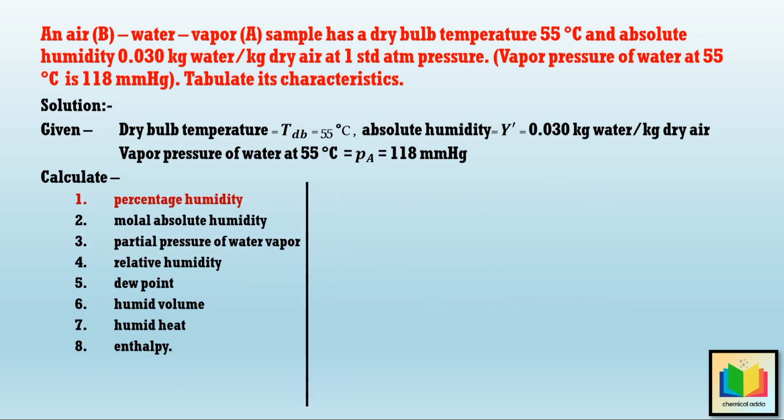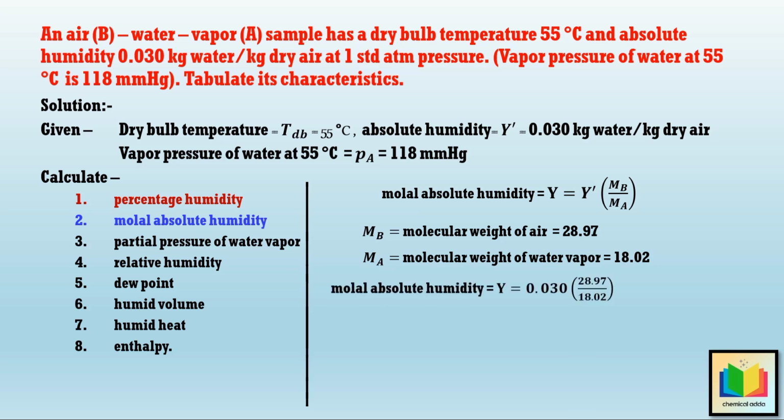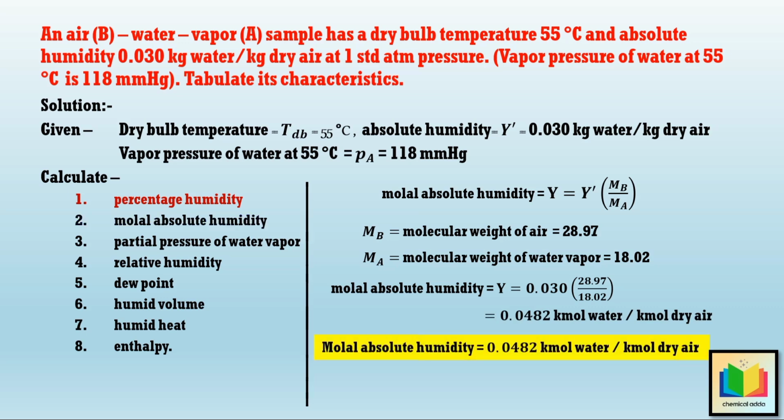Now let's calculate the next property, that is molar absolute humidity. As we know, the formula for molar absolute humidity is Y equal to Y dash into MB divided by MA, where MB is the molecular weight of air, which is equal to 28.97, and MA is the molecular weight of water vapor, which is equal to 18.02. So after putting the values of Y dash, MB, and MA in the formula, and solving it, we get molar absolute humidity equal to 0.0482 kilomole water per kilomole dry air.